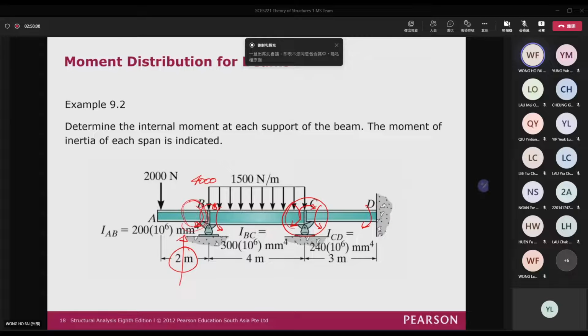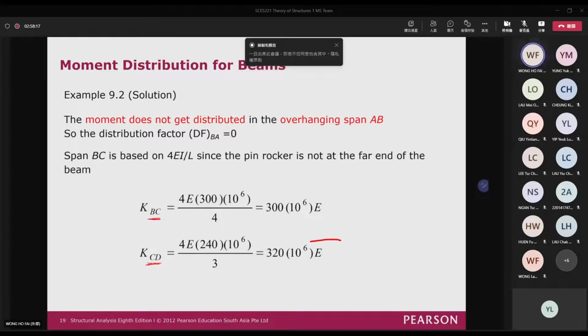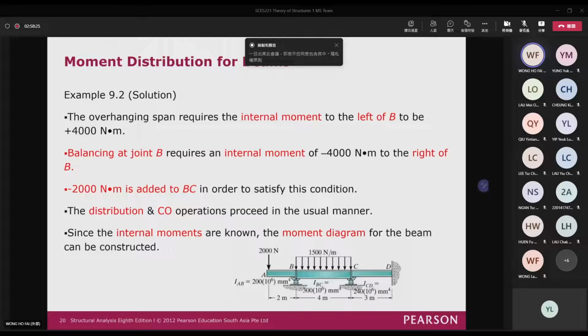So we do not need to calculate the moment distribution factor for BA and BC here. So for here, you can see that we will calculate the stiffness for BC and for CD, and we will consider the distribution among this joint only. And then all the moment will remain in the side BC if there's any member moment here.